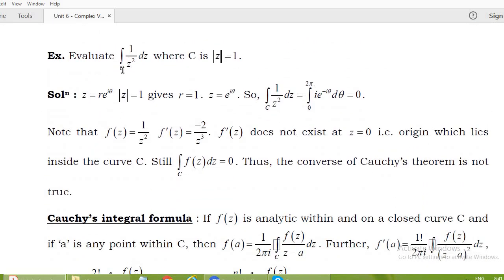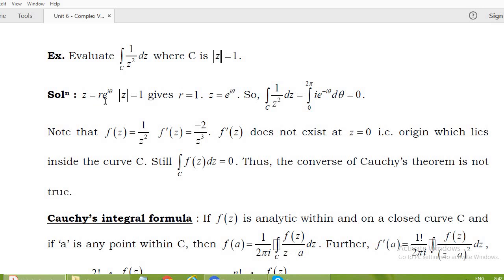Evaluate the integral over a closed curve C of 1 upon z square dz, where C is the circle modulus of z equal to 1, the standard unit circle. So we see that f(z) equals 1 upon z square. This is not analytic at the point z equal to 0, which lies within the circle. So we cannot make use of Cauchy's theorem.